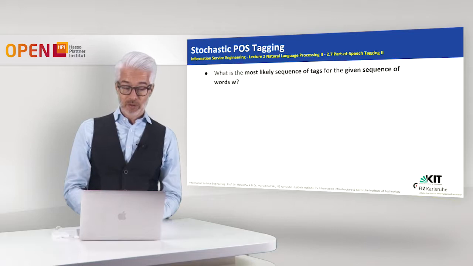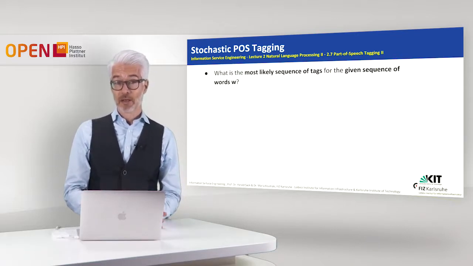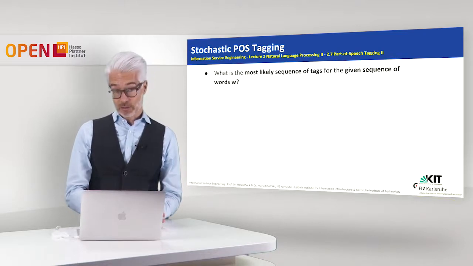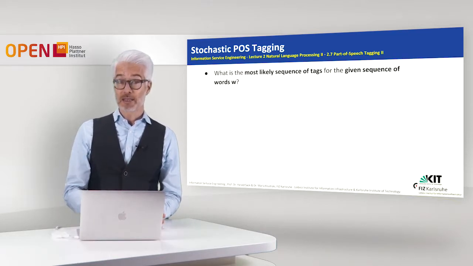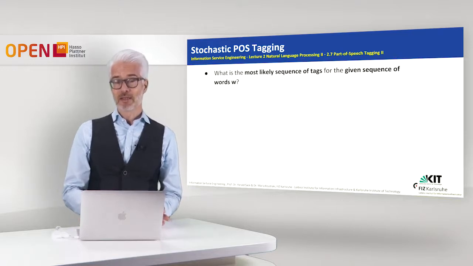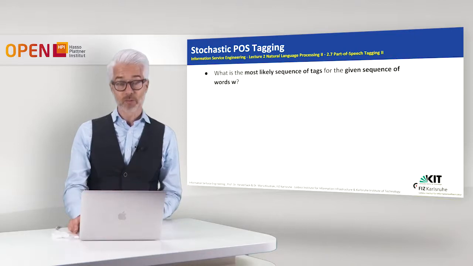The stochastic approach asks what is the most likely sequence of tags for a given sequence of words. So the input is a sequence of words, your sentence, and you have to issue for that also a sequence of tags. And since this is probabilistic, you try to find out what is the most likely sequence. So the sequence that for similar or the same words has been used in the past most frequently.